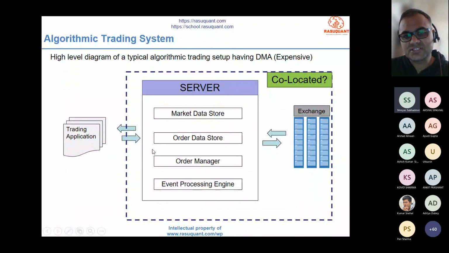Once you get direct market access, you can directly interact with the exchange, NSE or BSE or any other exchange, depending on what product you want to trade. But if you are interacting directly with the exchanges, they would ask you for your server because they would pass on the data to your server. This server could be a physical server or a cloud server, and in this server, you would first store the data.